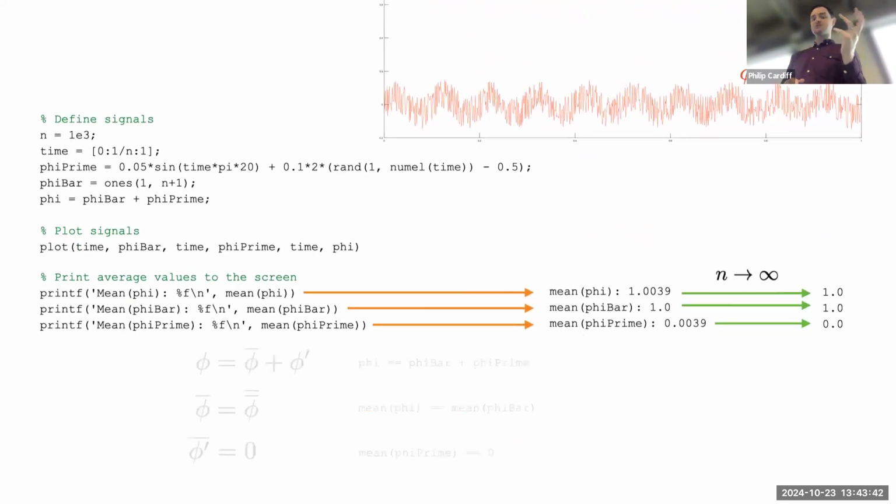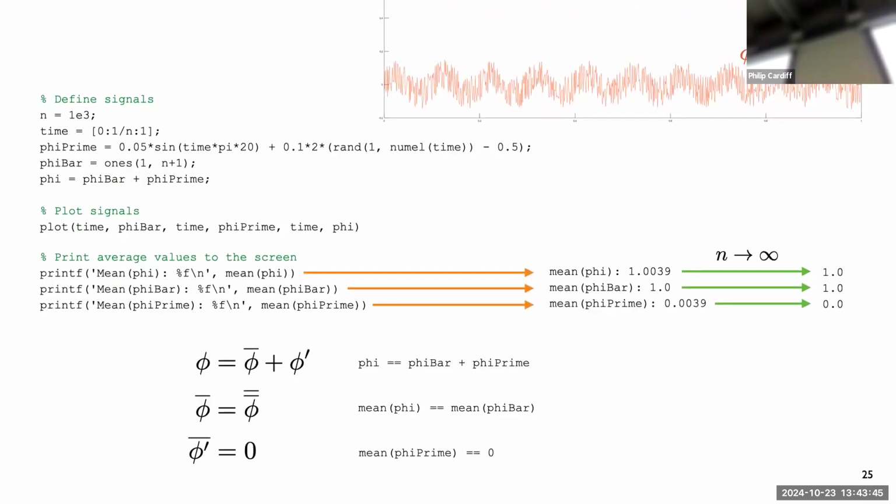Okay, some maybe intuitive rules, but just to establish what they mean. So phi is made up of phi bar, the average part, plus phi prime, the noise. If I take the average of my signal, that is just the same as the average of the average, which is equal to 1. If I just take the average of phi bar, that just gives me the mean back, right? It gets rid of the noise. So if I average my full signal, the noise drops out, I just get the mean value. And if I take the average of the noise, that's equal to 0. Okay, so that's maybe intuitive. That's what I mean by these formulas.